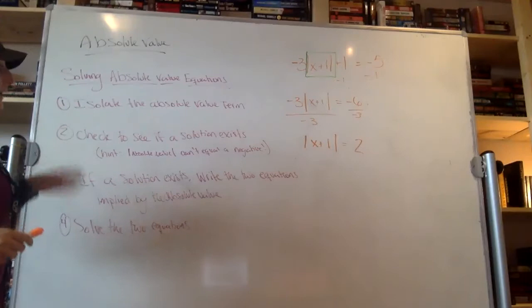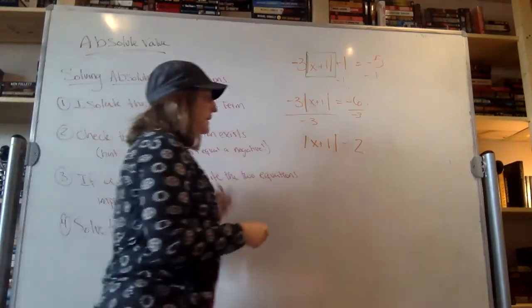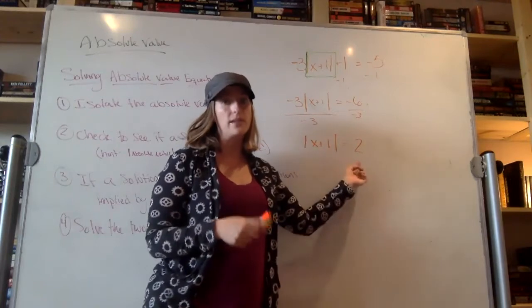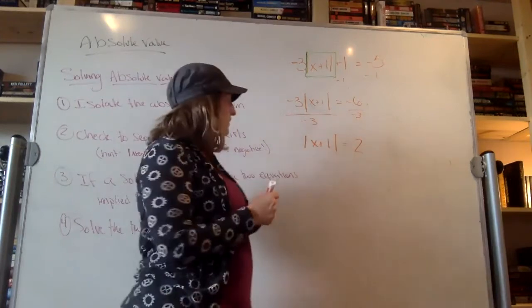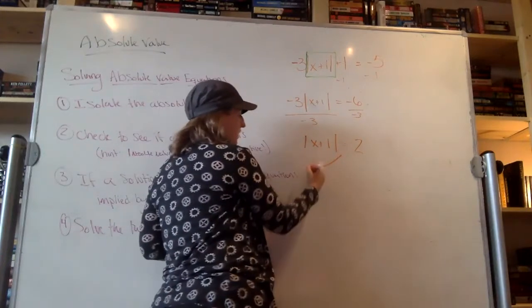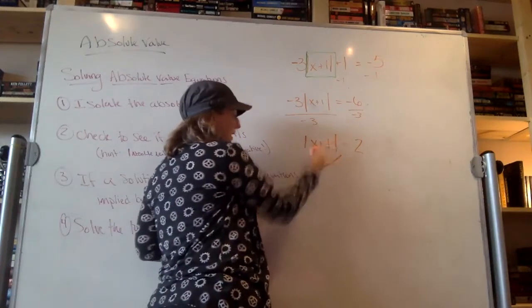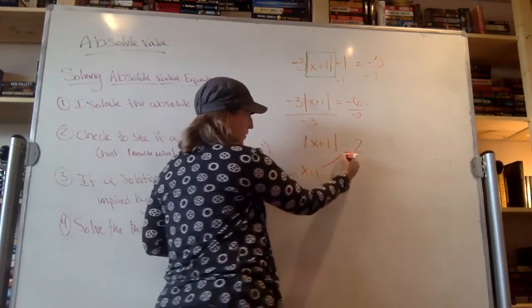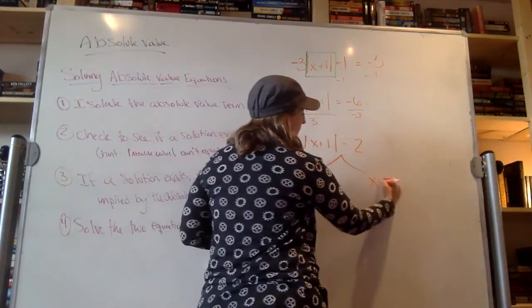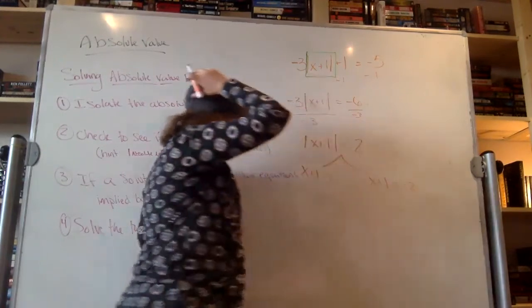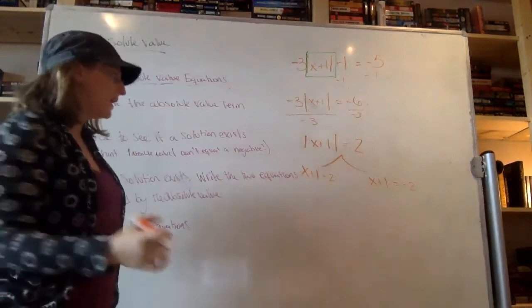Next, we're going to check to see if a solution exists. In other words, does this make sense? Absolute value is always positive. So I have positive equals positive. That makes sense. So this should have solutions. So I'm going to write two equations. Either the absolute value could be positive, meaning what's inside the absolute value, x plus 1, equals +2. Or what's inside the absolute value bars, x plus 1, could be -2, because then when I take the absolute value, I'll get rid of that negative.